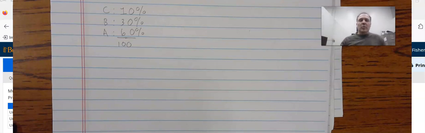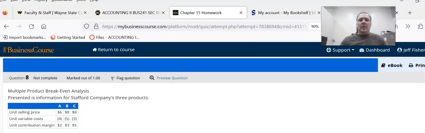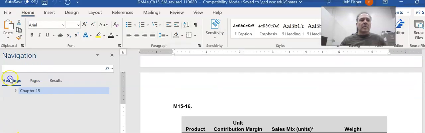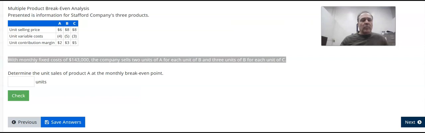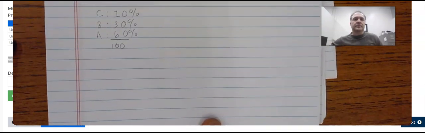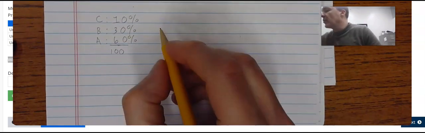Now, notice that they've given us these contribution margins. I'm going to read these backwards because that's how our paper is set up: $5 unit contribution margin for product C, $3 for B, and $2 for A. So let's go back over here. That was 5, 3, and 2.